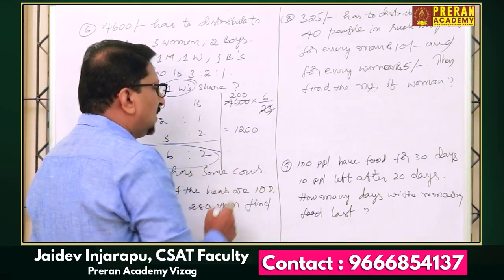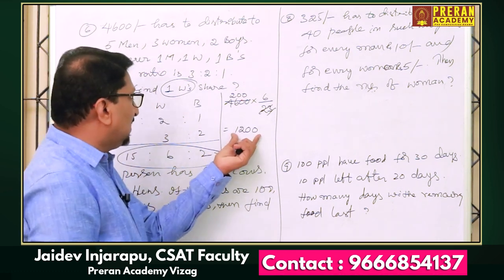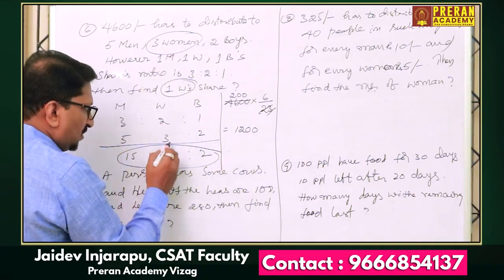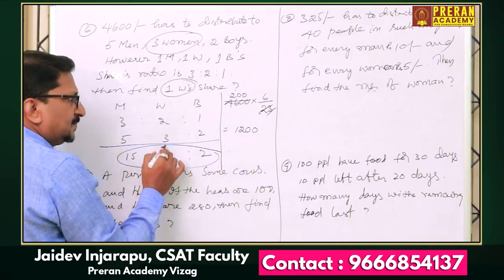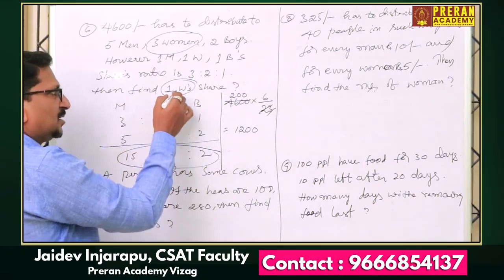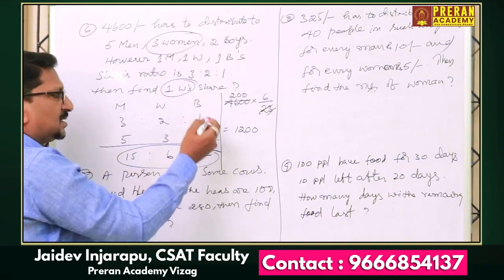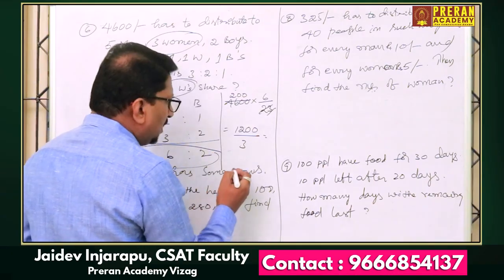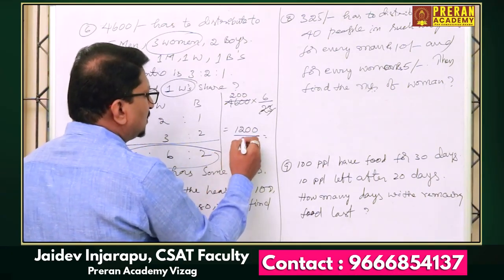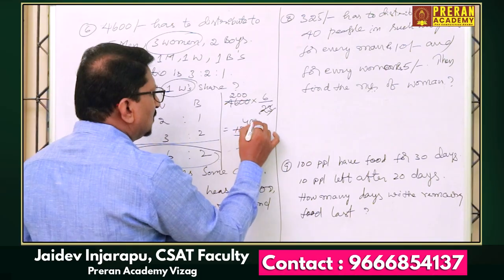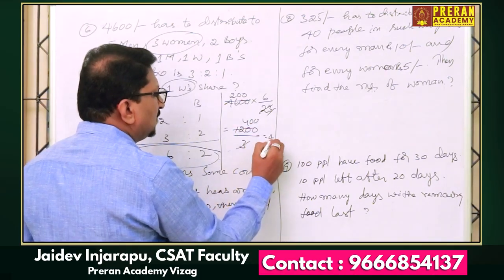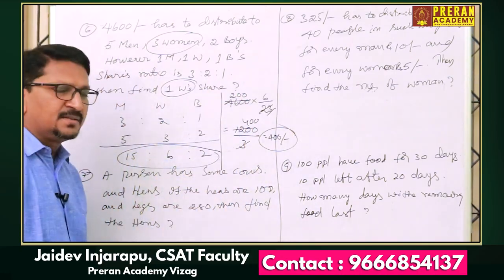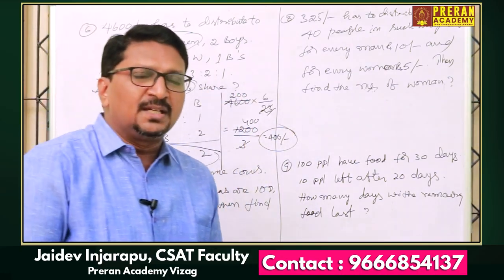What is this 1200? This 1200 rupees is the share of 3 women, because we have taken 3 women here. But he has asked only 1 woman. How many women are there? 3. So, divide by 3. 3 4s are 12. So, 1 woman's share is 400 rupees. This is the answer.